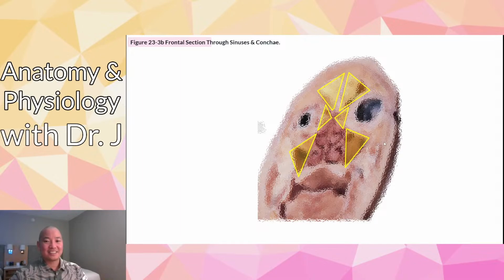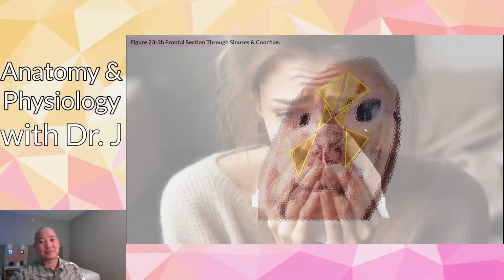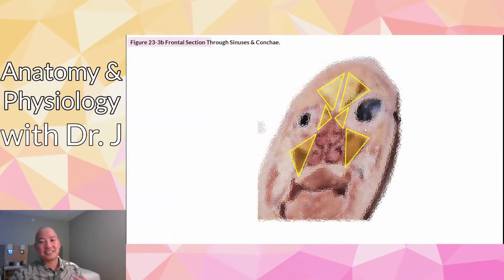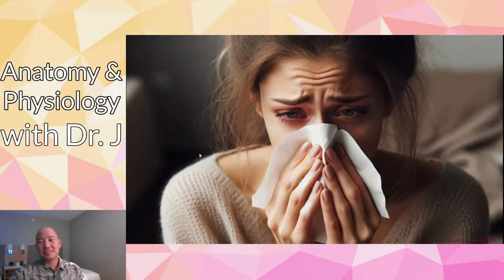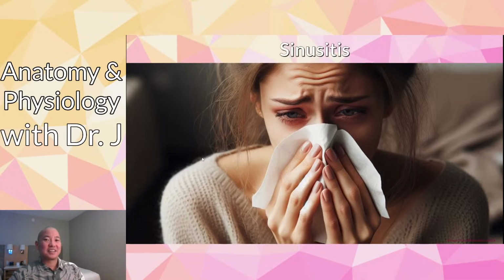So these are your sinuses, or some of the sinuses you find in your nasal complex. All right, so what happens? Everyone has gotten sick at one point in time. You got some sort of respiratory infection and nasal infection, and if you get inflammation of your sinuses, you get something called sinusitis.